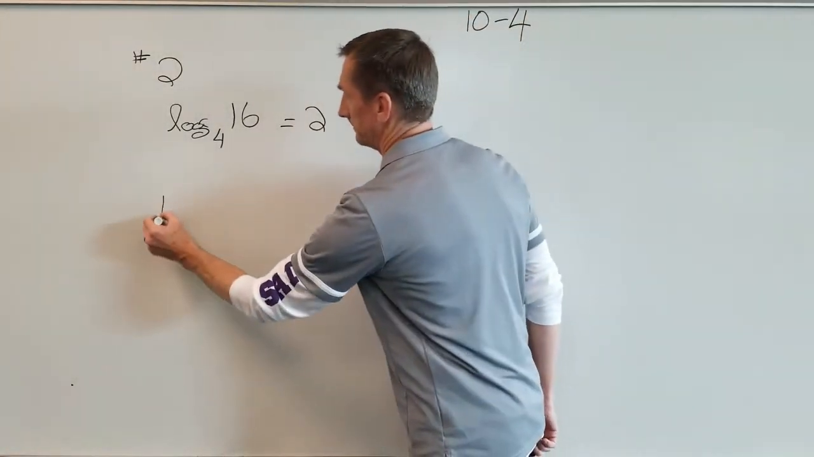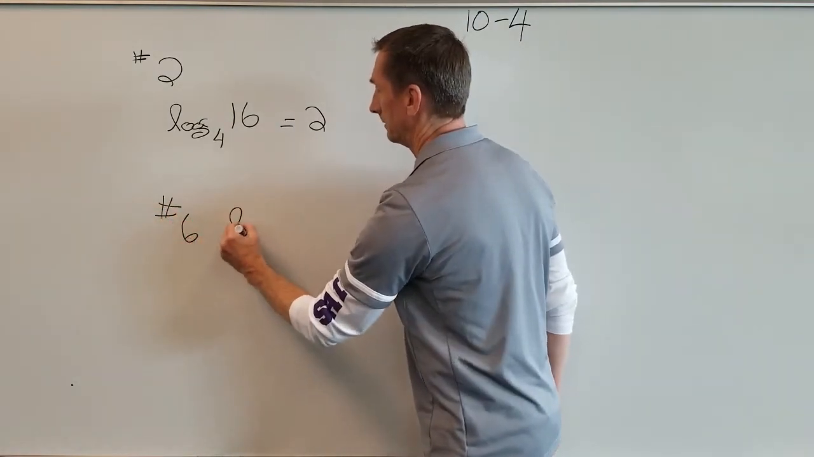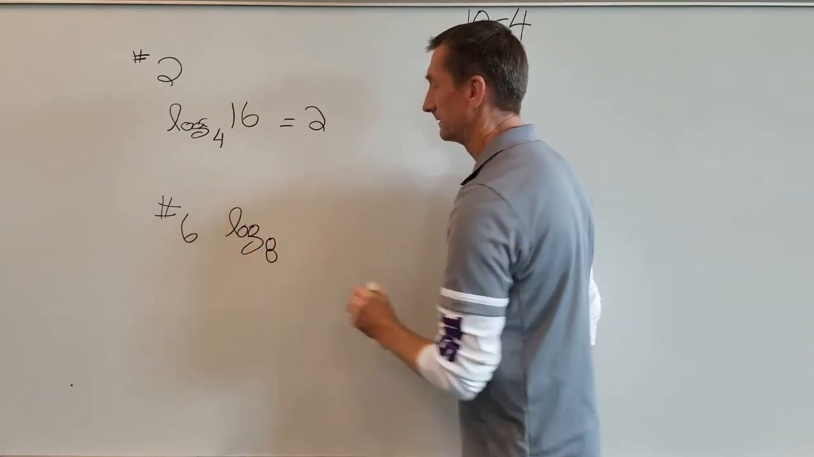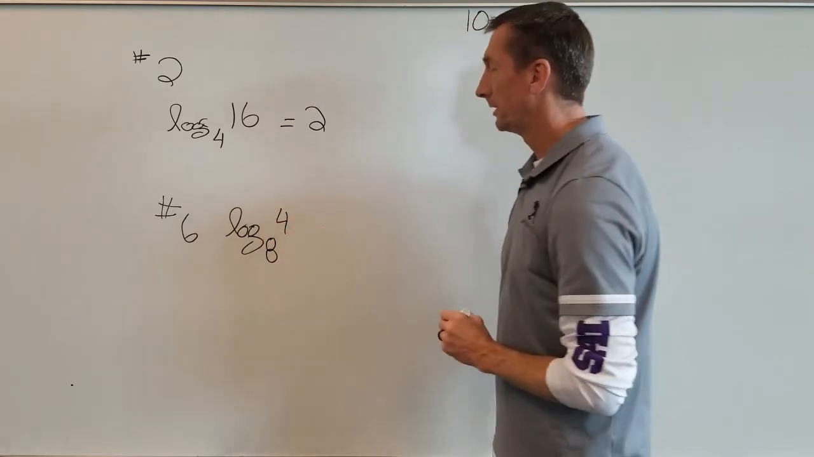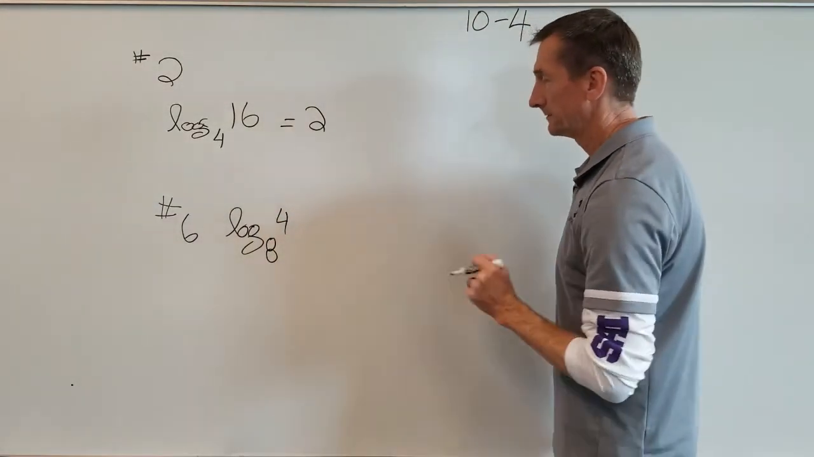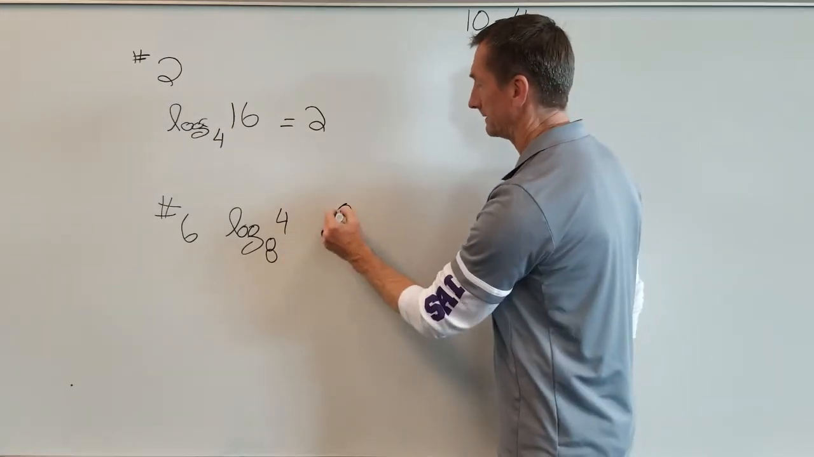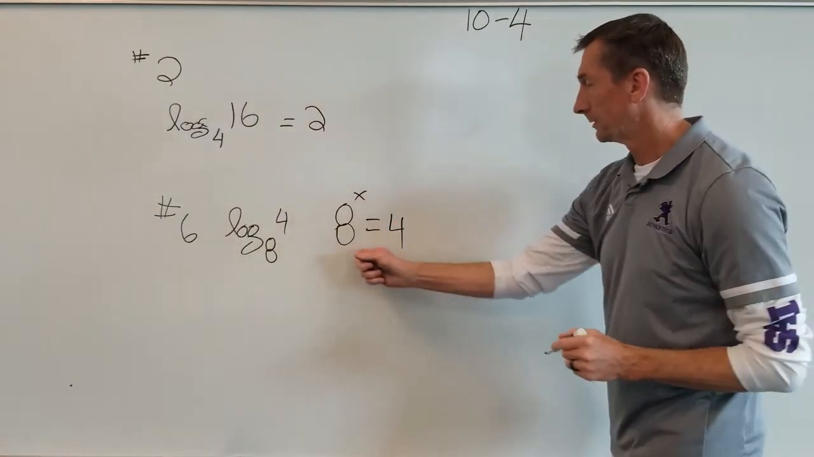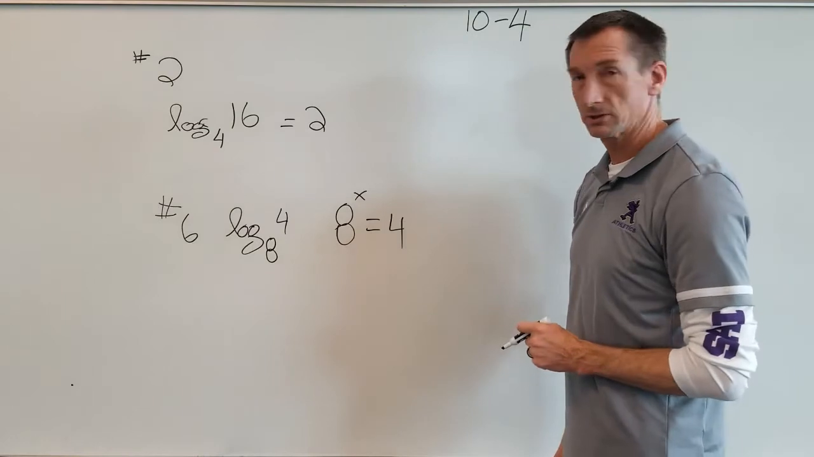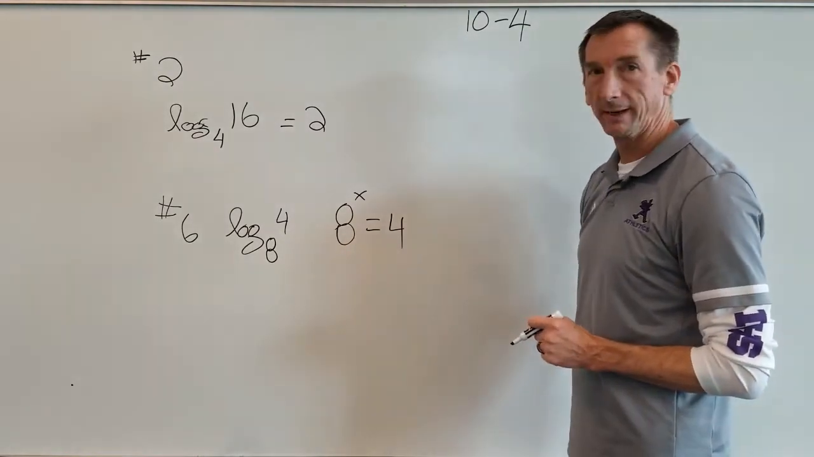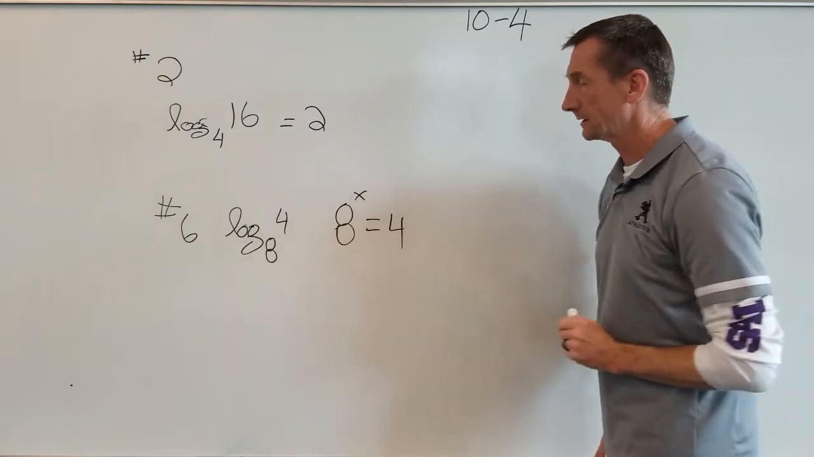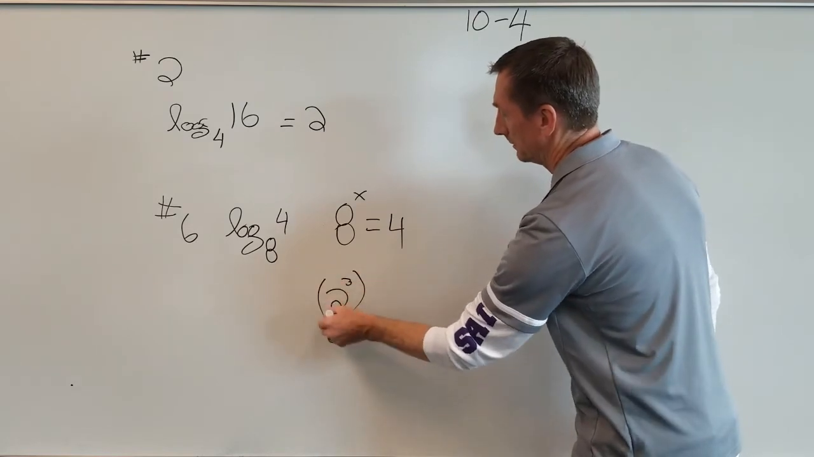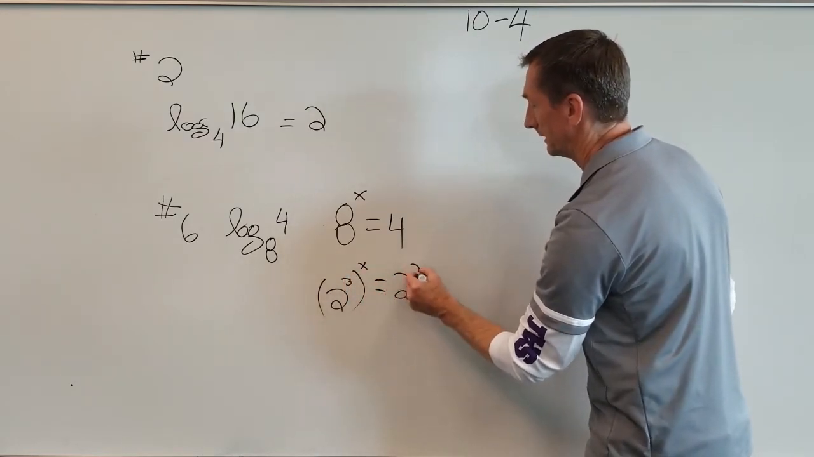Here's number 6. Log base 8 of 4 is equal to x. This one's a little more complicated, so I have to start thinking, what power am I going to raise 8 to in order to equal 4? If you remember from the last section or two, I can find a similar base here and work it that way. It looks like I'm going to use 2 for my similar base. So I'm going to go (2 cubed) to the power of x is equal to 2 squared.